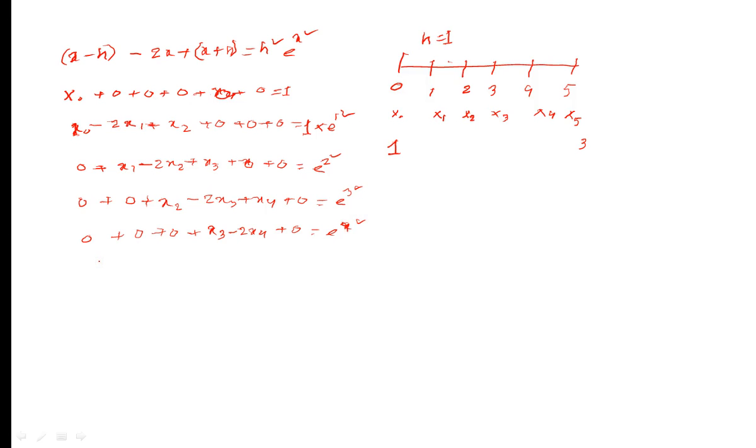And x5. What do we know about x5? At x5 we are given the boundary condition 3, so all the other points, x0, x1, x2, x3, x4, should be 0, and x5 equal to 3 because we are given that. So at point x5, we are given x5 equal to 3. So you've got the system of equations for our domain, right?